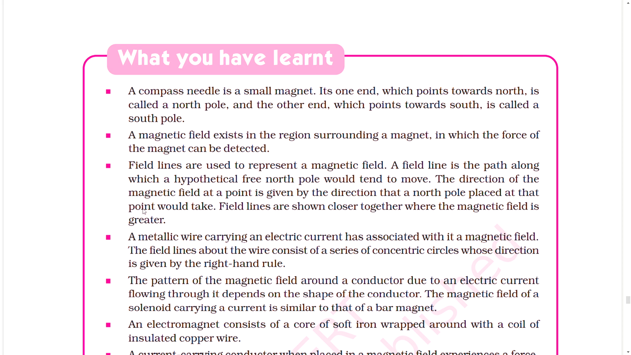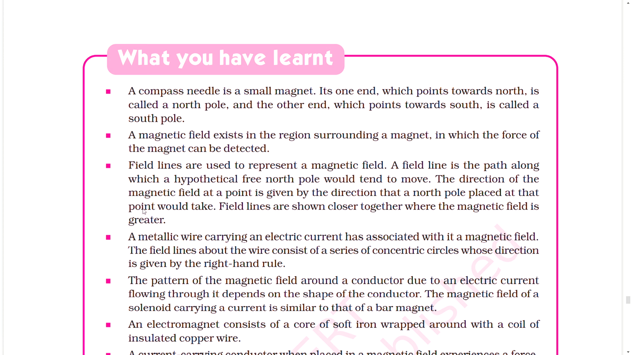The direction of the magnetic field at a point is given by the direction that a north pole placed at that point would take. Field lines are shown closer together where the magnetic field is greater. A metallic wire carrying an electric current has associated with it a magnetic field. The field lines around the wire consist of a series of concentric circles whose direction is given by the right-hand rule. The pattern of the magnetic field around a conductor due to an electric current flowing through it depends on the shape of the conductor.